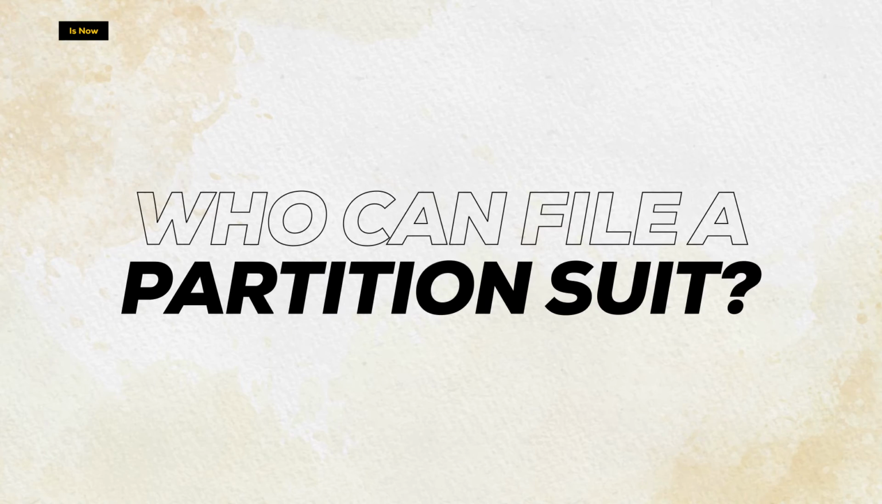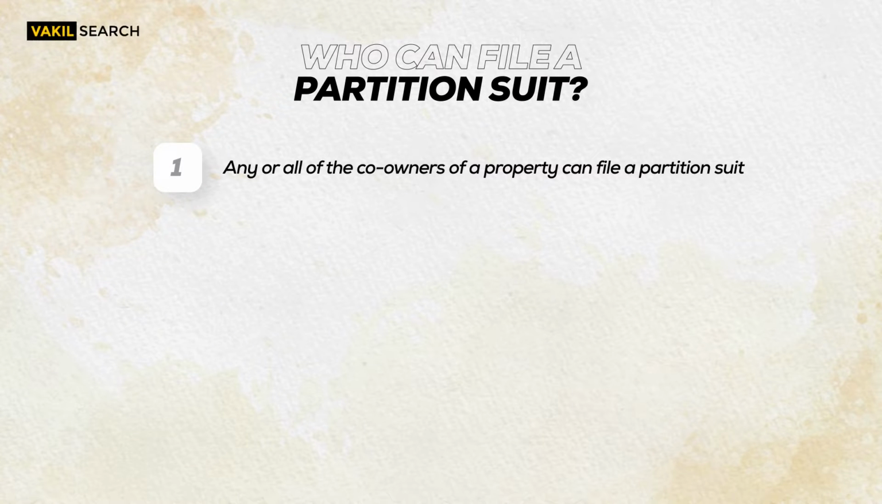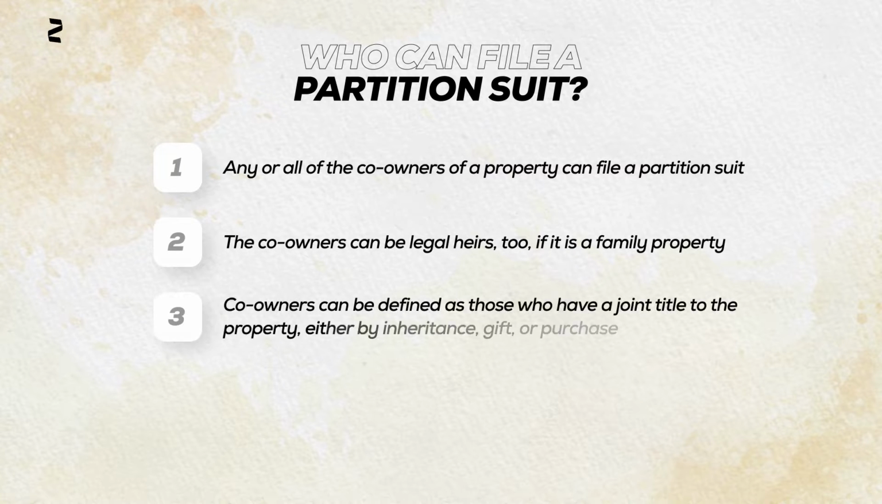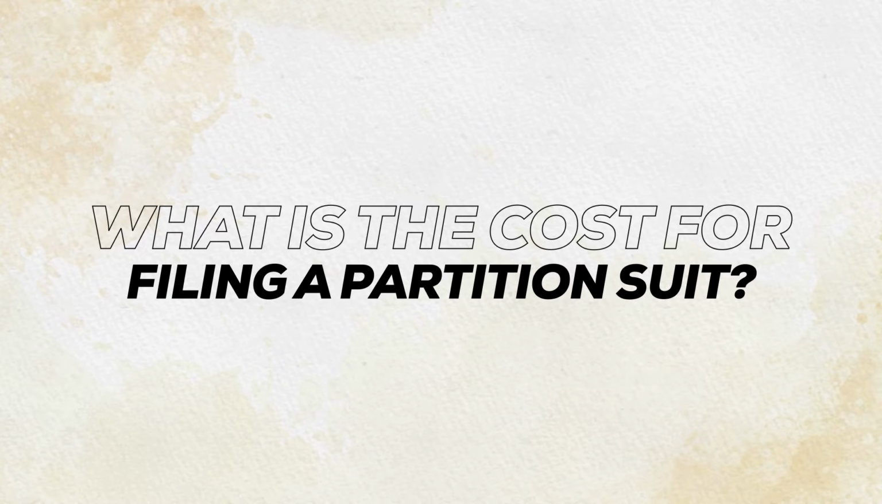Let's get into detail on filing a partition suit. Who can file a partition suit in India? Any or all of the co-owners of a property can file a partition suit. The co-owners can be legal heirs too, if it is a family property. Co-owners can be defined as those who have a joint title to the property, either by inheritance, gift or purchase. Legal heirs are those who are entitled to inherit the property of a deceased person in accordance with the law of succession.